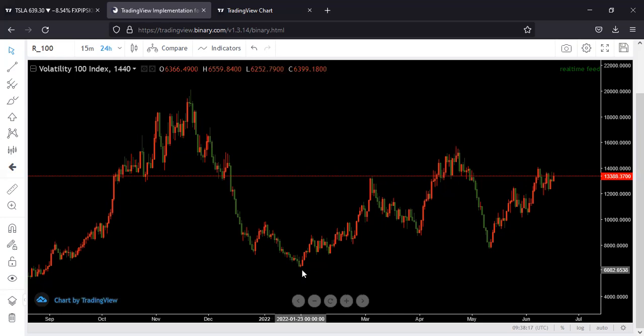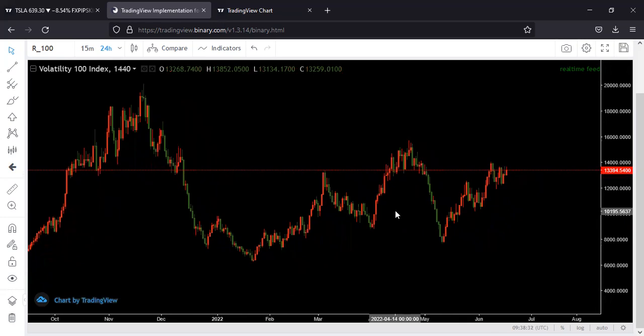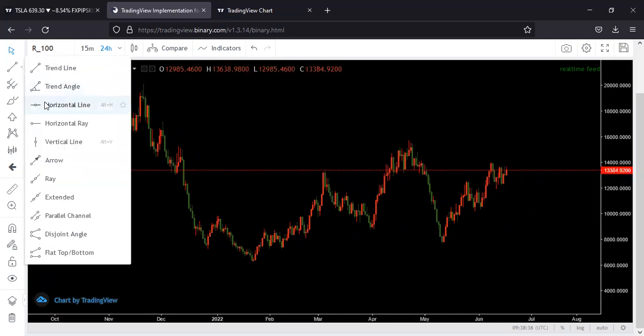Then here, this was the lowest price, around here. Then boom to the upside, then some sort of correction here, then boom, impulsive move to the upside. So guys, let us start from here.